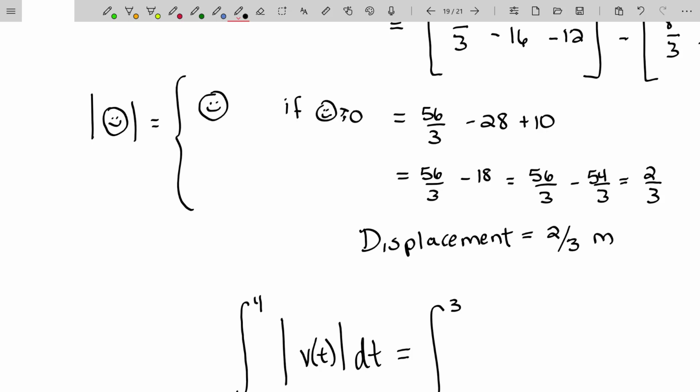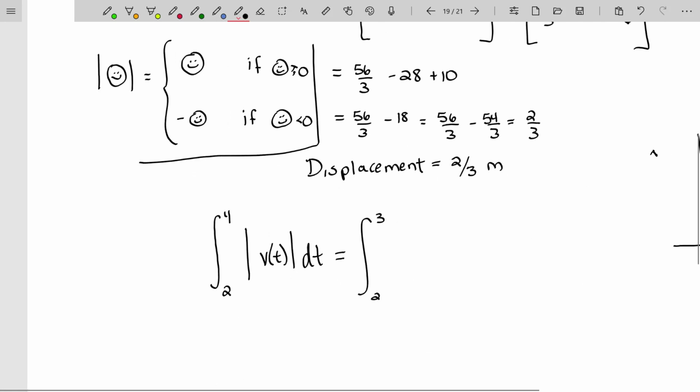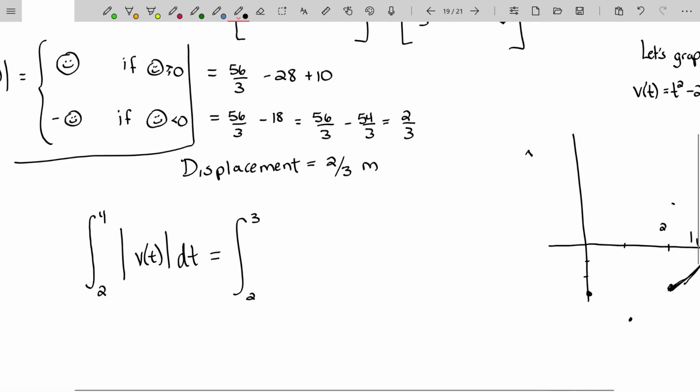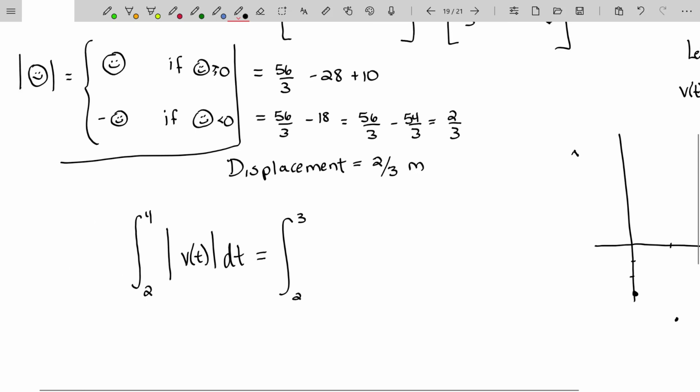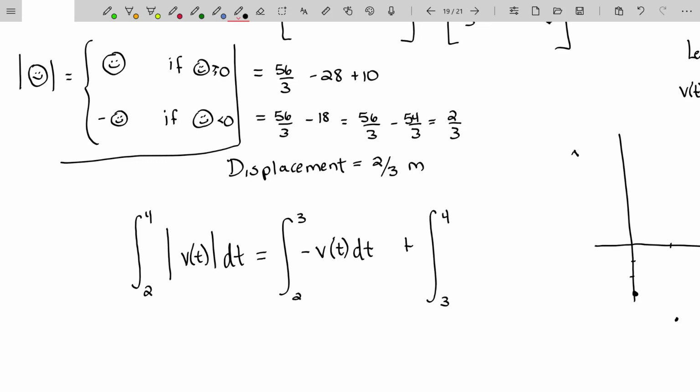So that's true if whatever you were taking the absolute value of was already positive. But if whatever you're taking the absolute value of was negative, the absolute value will return the opposite of it. It'll force it to be positive by putting an opposite sign in front of it. And again, that's if it was negative. Okay. So between 2 and 3, our velocity function is negative. So we're going to take the opposite of our velocity function to force it to be positive. And then between 3 and 4, our velocity function was positive, so there's no need to have an absolute value.